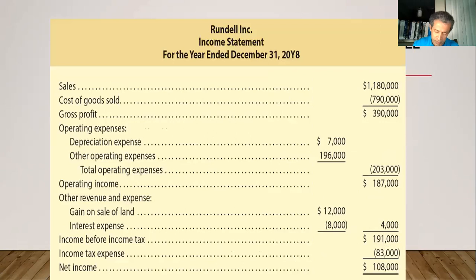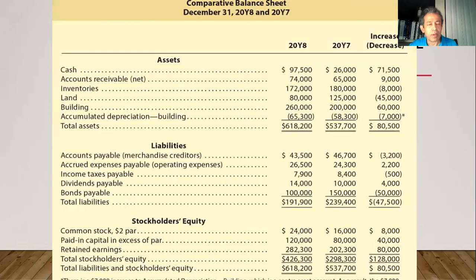So interest paid is 8,000, and taxes paid. Income tax expense was 83, but income tax payable has gone down by $500. So income taxes paid, we must have paid more money than our due tax.